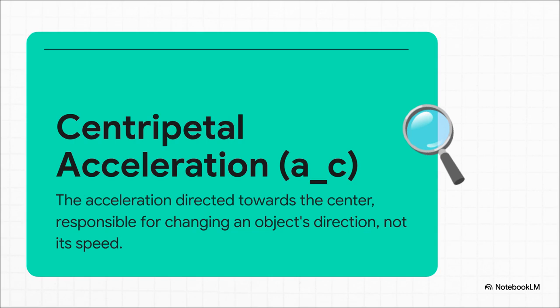That pull is an acceleration. We call it centripetal acceleration. Centripetal literally means center-seeking. This acceleration isn't changing how fast the object is going.